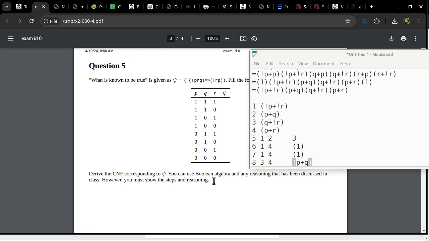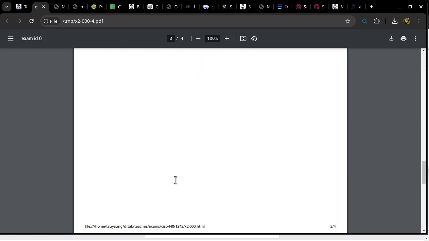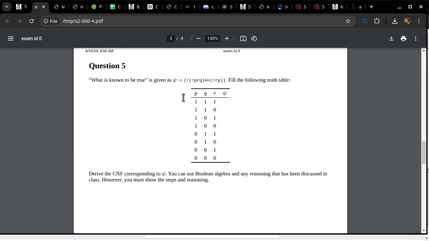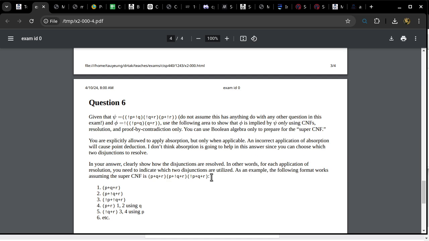Okay. All right, so we move on to number 6. Okay, so here's number 6. This one says, given that psi is blah, blah, blah, which is already a CNF, do not assume this has anything to do with any other question in this exam. In other words, I don't want people to go back to the previous one and go, oh, okay, that's the correct answer to this one, let me just copy and paste the answer over here. No, that is not the case. It might coincidentally be like that, but the question specifically said, do not assume question 5 has anything to do with question number 6 or the other way around.